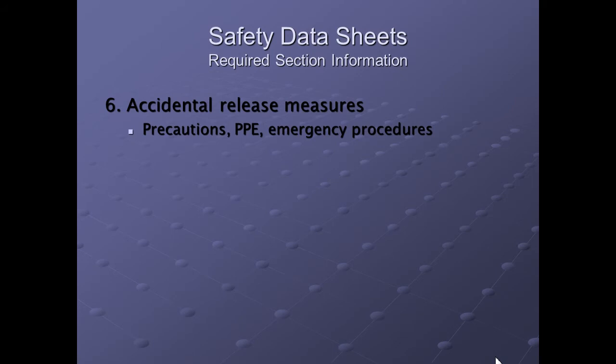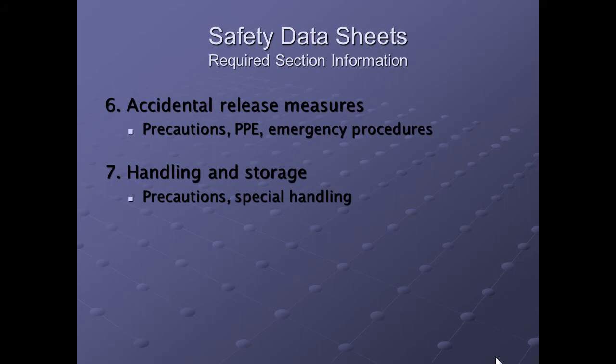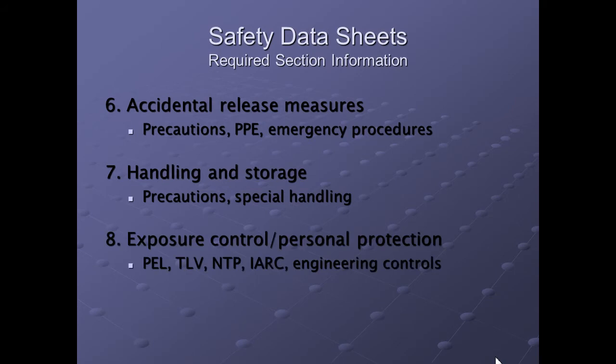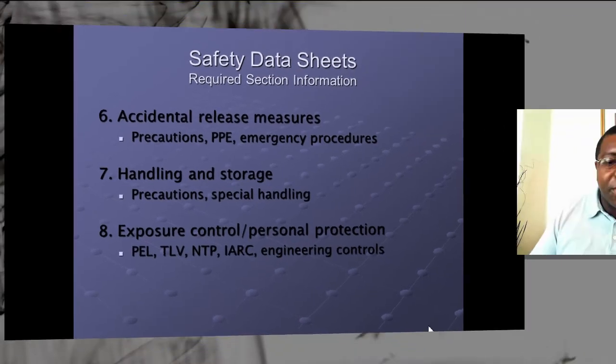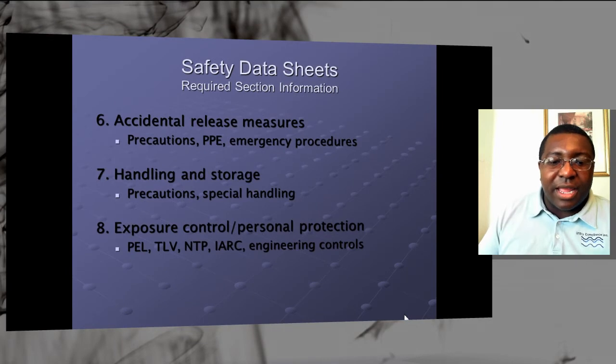Accidental release and what PPEs you need. That's going to be in section 6. Some of these will have pictograms, so you can actually see a picture of a guy wearing goggles, and it'll let you know that, hey, I need to wear goggles. The handling and storage, that's in 7. 8 is your exposure control and your personal protection. Again, that gives you the PEL, which is permissible exposure limits, and threshold limit values. That's what you're getting in this section.